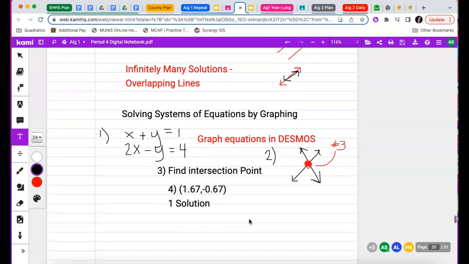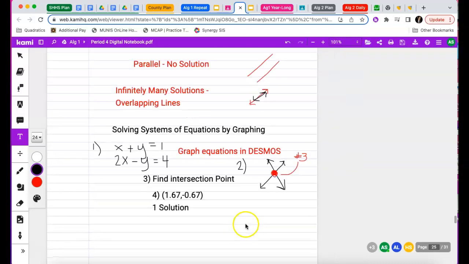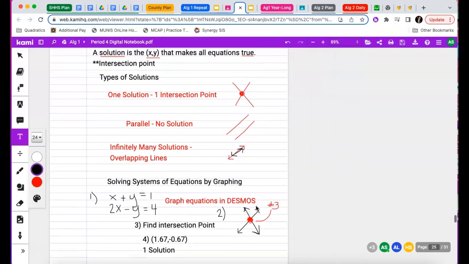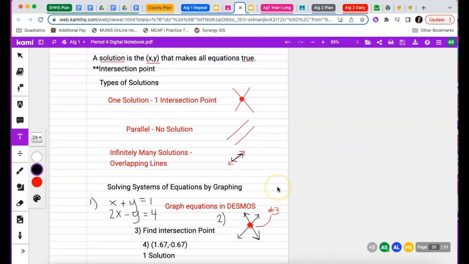So I'm going to have you pause the video, finish up page 34 notes if you need to review any of the steps or the different types of solutions, and then I will go ahead and give you the practice that goes along with page 34 notes.